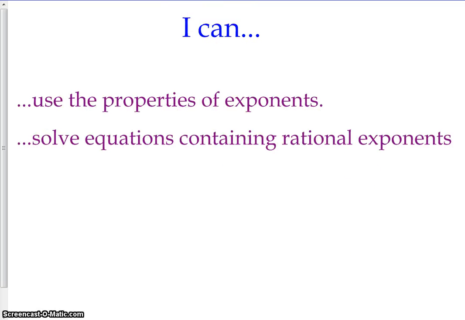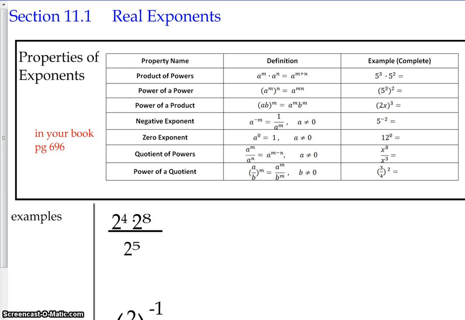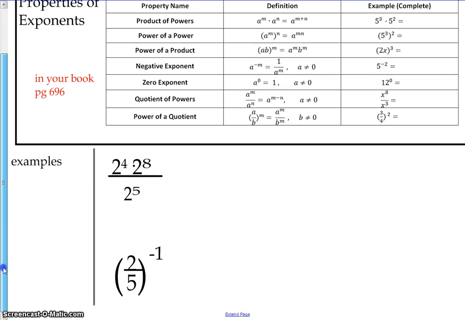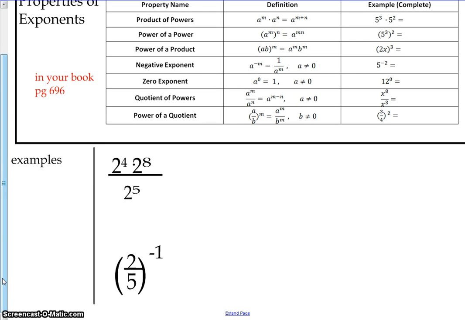All right, so we have two things that we're going to get through today. One of them is that we're going to use the properties of exponents. We're really going to get clear on them. It should be a review, and we're going to look at solving equations using rational exponents. We're really looking more today at just the properties of exponents. This is from page 696 in your book, and the book does have some good examples. We'll do a few examples. Most of the examples I'm going to be doing are from the worksheet that you were given.